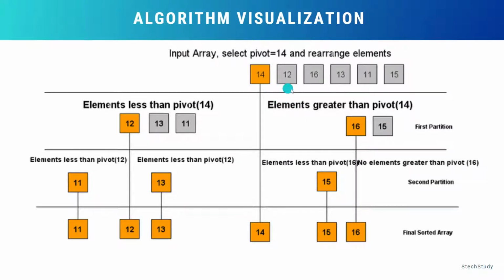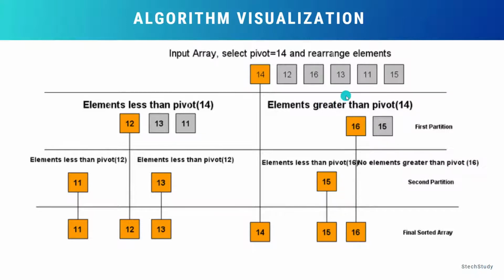Consider the elements 14, 12, 16, 13, 11 and 15. So as I said, we'll consider 14 as the pivot element. We'll take two indexes, one is low, another one is high. We start comparing this pivot element from left to right until we find an element which is greater than this, and again we'll stop there and start comparing from right to left until we find an element which is less than the pivot element. At that position we swap that greater element with the lesser element.